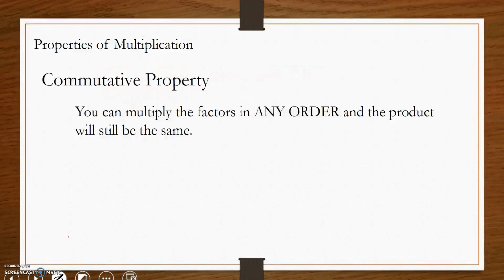The first property that we're going to talk about is the commutative property. Now the commutative property tells us that you can multiply the factors, or the numbers in a multiplication problem, in any order, and the product, or the answer, will still be the same. So let me show you what I mean.